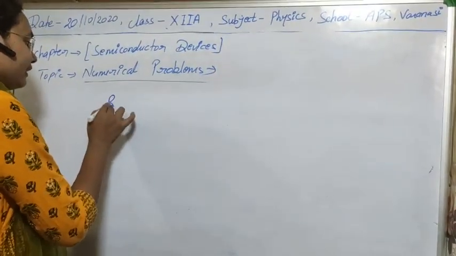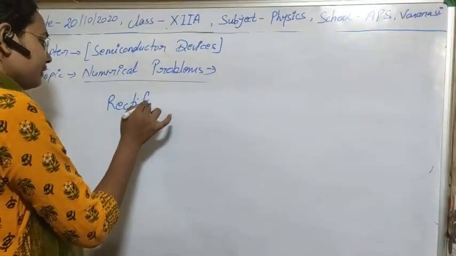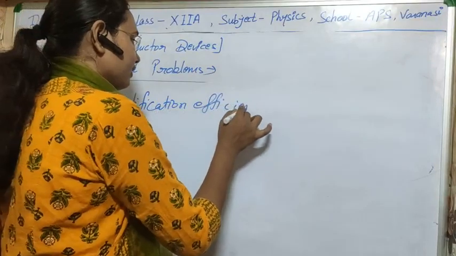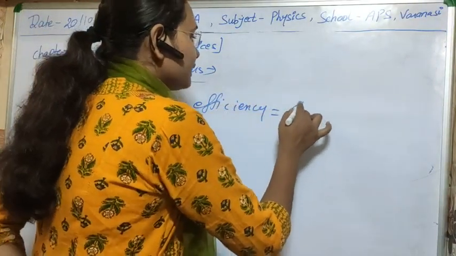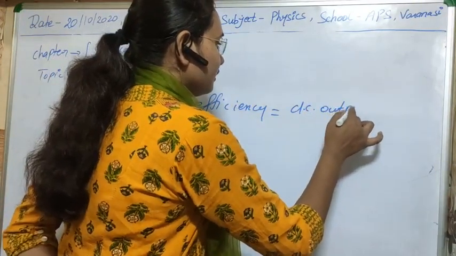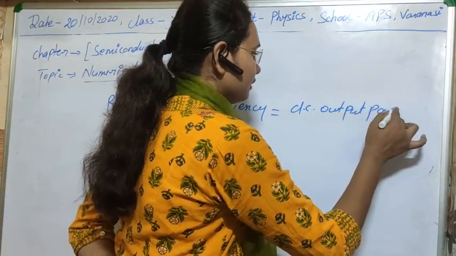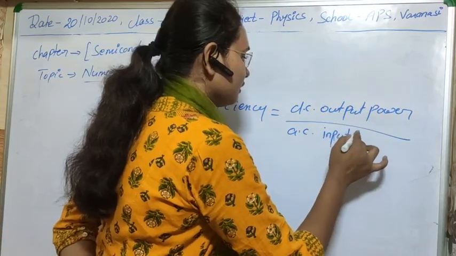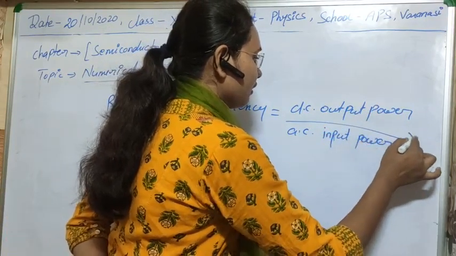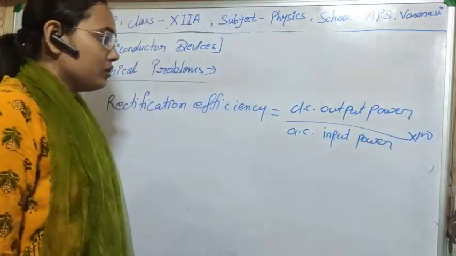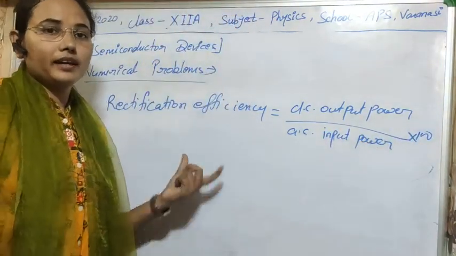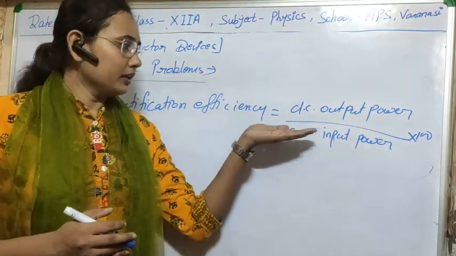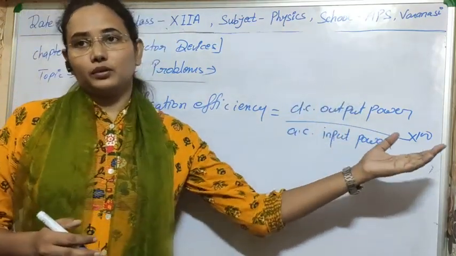So the rectification efficiency is given by DC output power to AC input power into 100. So what is the efficiency of any rectifier? That is the output obtained upon the input given to it, means output upon input into 100, simple.